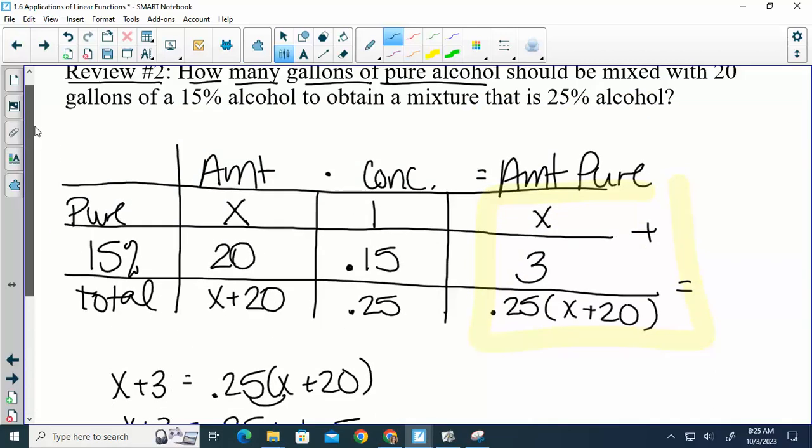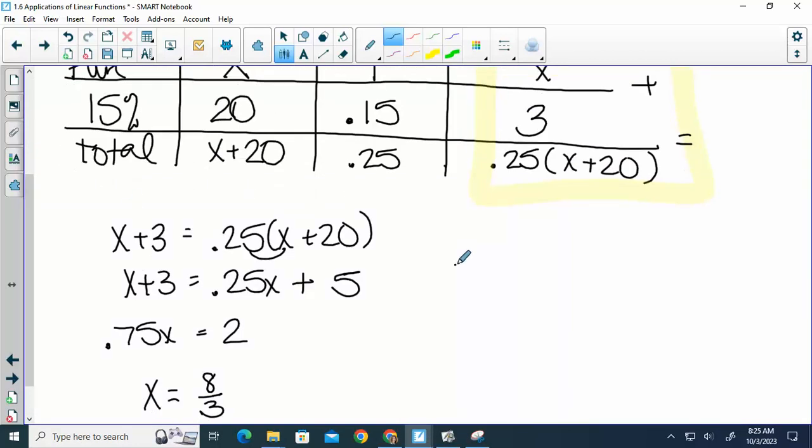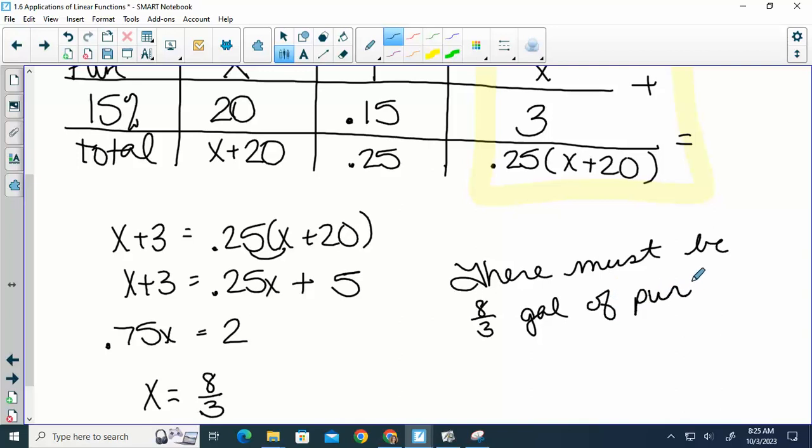Answer the question in a sentence. So the question was, how many gallons of pure alcohol? So that would be 8/3, or if you wanted, you could say 2 2/3 gallons of the pure. Is that one okay?